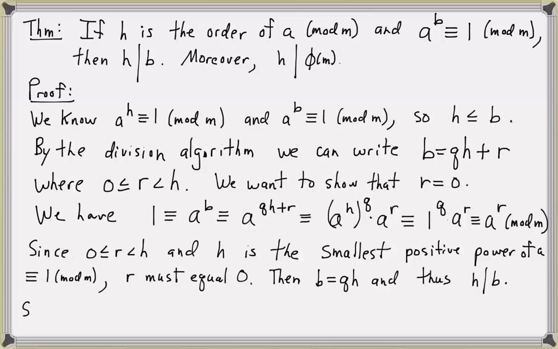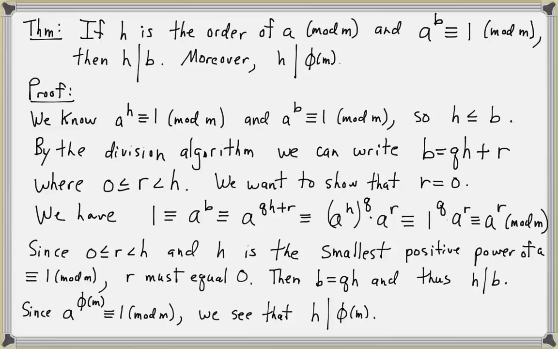So since a to the power phi of m is congruent to 1 mod m by Euler's theorem, we see that h also divides phi of m. This finishes the proof of the theorem.